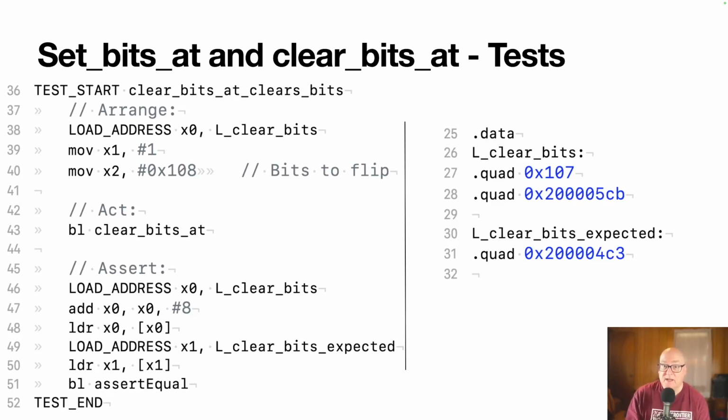So we load clear bits into the register, the address of it, add 8. So we move to the second word. LDR loads the contents, that 2000, well, it was 5 CV. We're going to check if it's what we expect now.